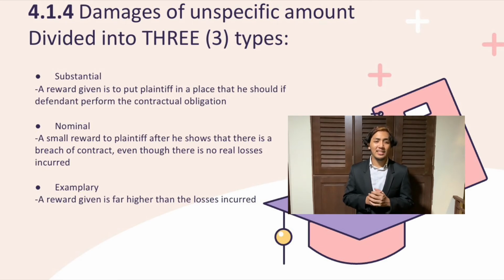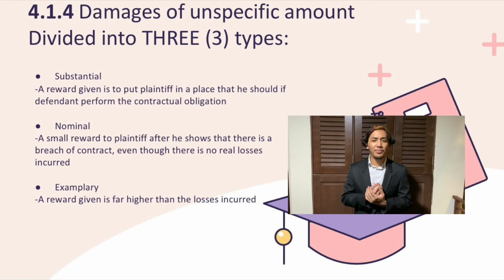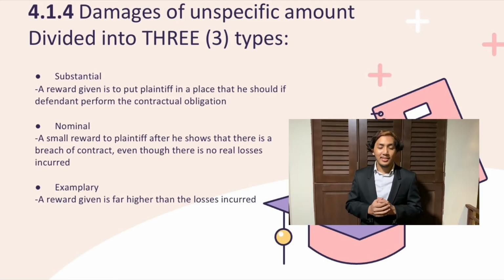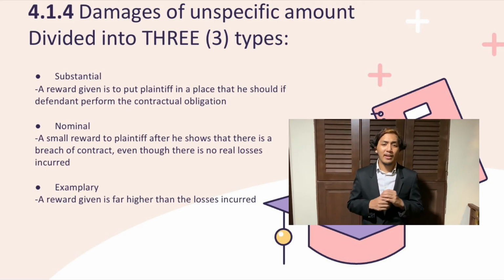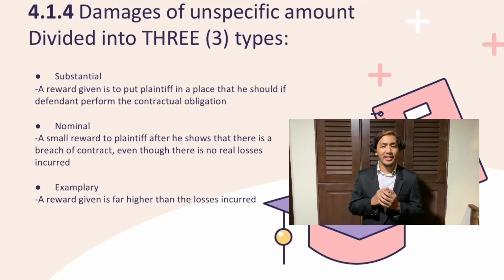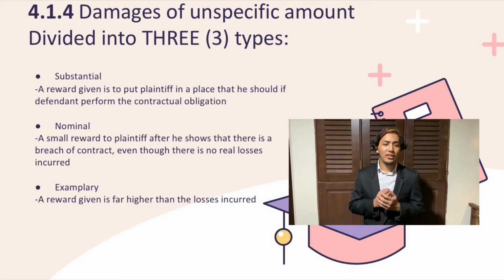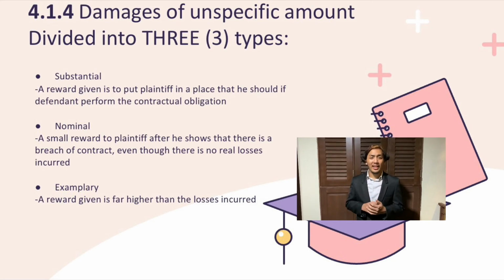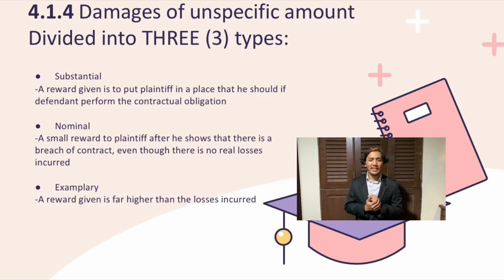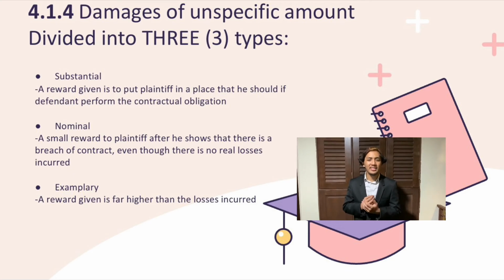The first is substantial. Substantial is a reward given to put the plaintiff in the position that he should be in if the defendant had performed the contractual obligation. Second is nominal. Nominal is a small reward to the plaintiff after he showed that there is a breach of contract, even though there are no real losses incurred. And lastly is exemplary. Exemplary is a reward given that is far higher than the losses incurred.